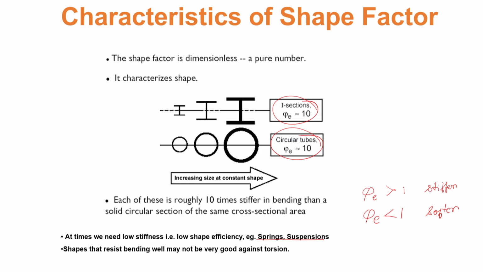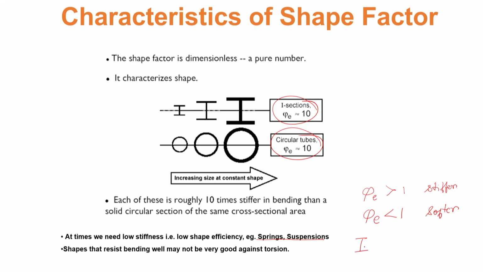Another important point is that shapes that resist bending well may not be good in terms of torsional resistance. For example, the I shape is good in bending, but from the torsional point of view, tube shapes or any such closed shapes are actually good in terms of the torsion.